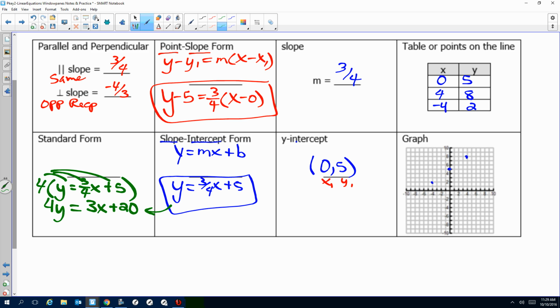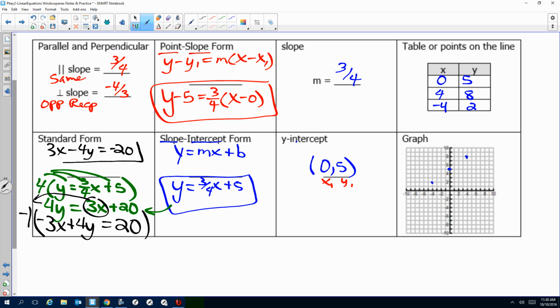So who needs to be moved at this time? Yeah, okay, so when I move it over to the left, it now becomes -3x minus 4y equals 20. But in standard form, your leading coefficient, your leading term x cannot be negative. So what would I need to do now? Multiply everything by -1. Yeah, I'm sorry, plus 4y. All right, so this would give me 3x minus 4y equals -20. And now it's in standard form.